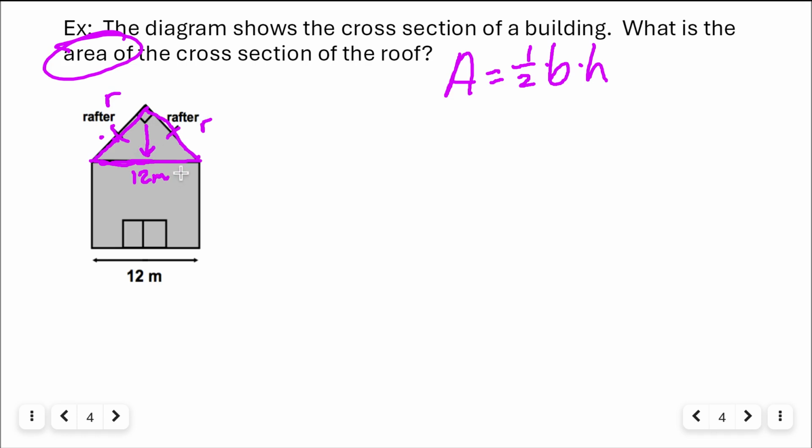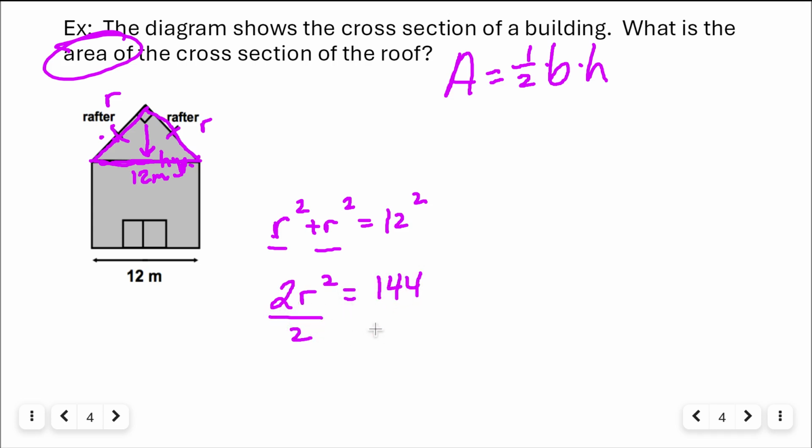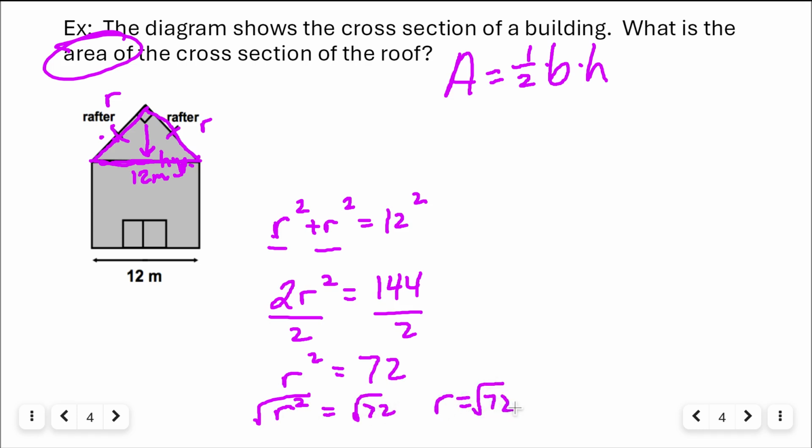Across from the right angle, this is the hypotenuse. So I'm going to do R squared plus R squared equals 12 squared. So I'm going to combine these like terms. That's 2R squared. 12 squared is 144. So I'm trying to solve for R. I'm going to divide by 2 on both sides to get R squared by itself. It gives me 72. And now I need to knock out the square, so I've got to do the square root. So I get R equals square root 72.